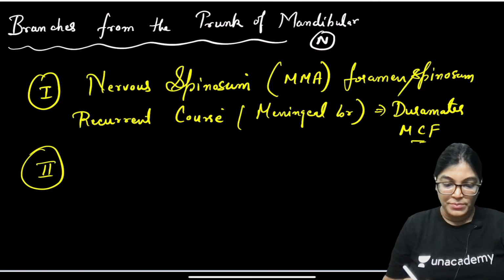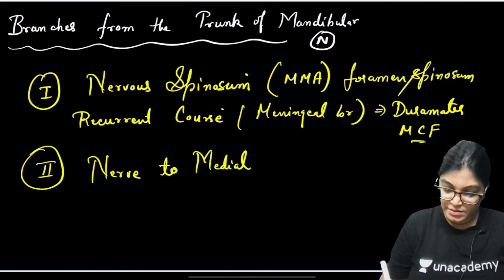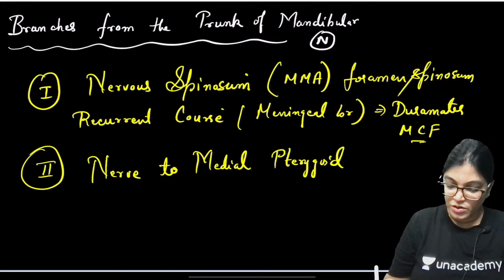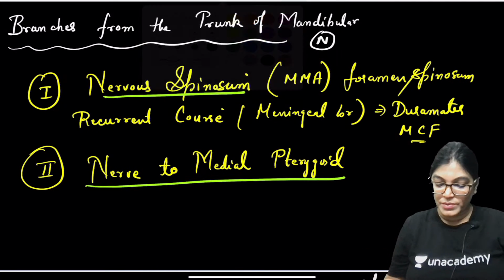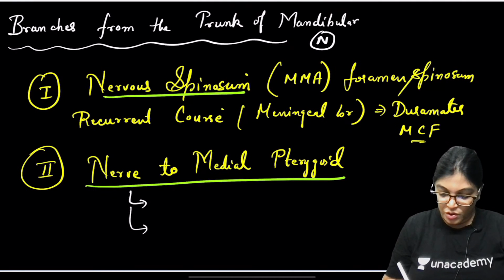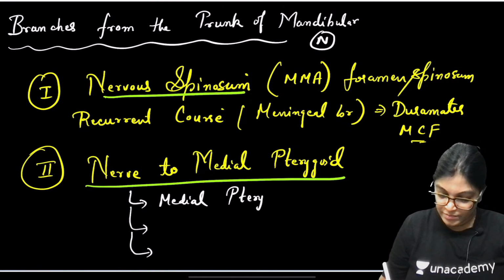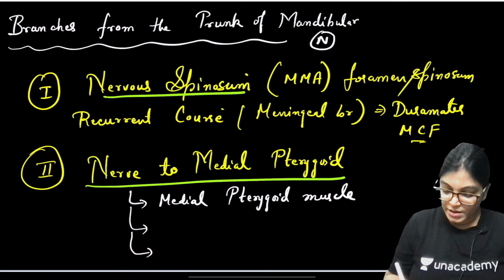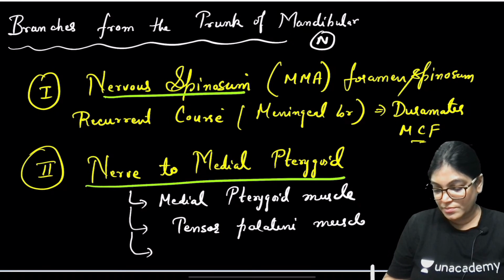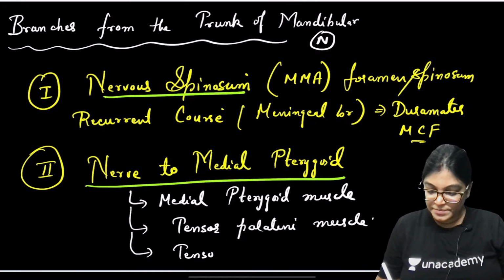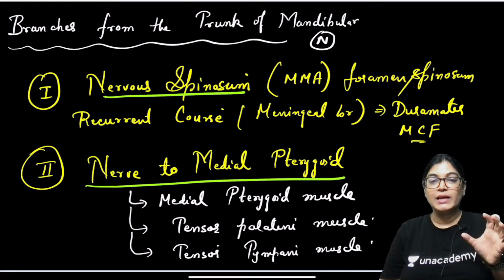Got it? Now the second branch is nerve to medial pterygoid. This is the second branch which is given from the trunk, and it is giving innervation to the following muscles: medial pterygoid muscle, tensor palatini muscle, and tensor tympani muscle. Okay, so we have done with the branches of the trunk.